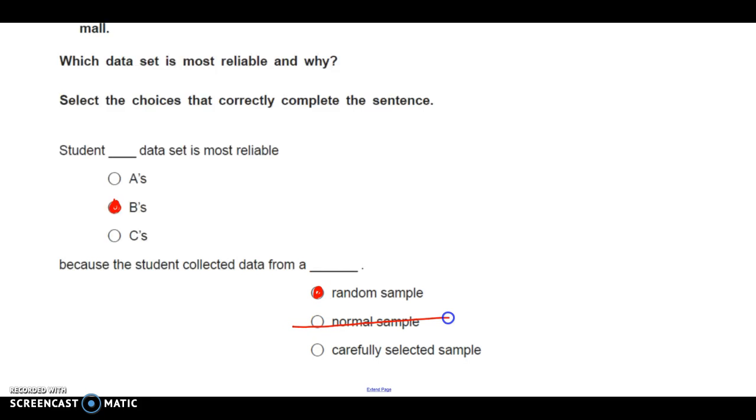There is no such thing as a normal sample, and there is no such thing as a carefully selected sample. Just because you carefully select something and spend a lot of time on it doesn't mean that it's a true, good random sample. So pretty much if you ever see the words random sample on the EOC, that's probably going to be the answer. That's the best way to collect data.